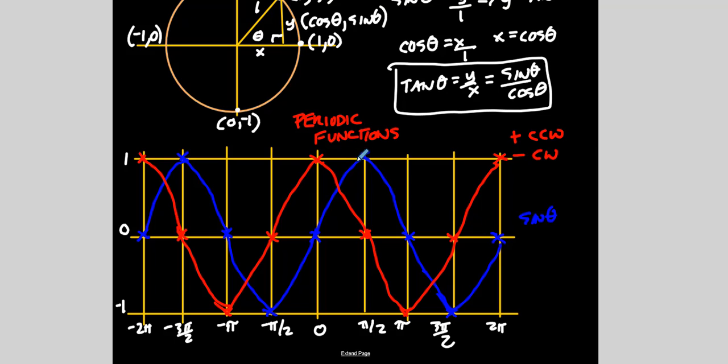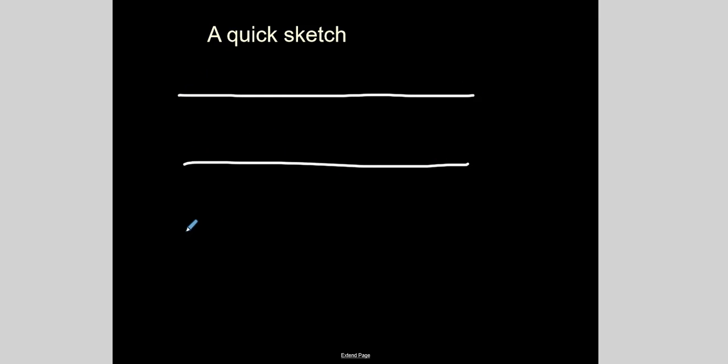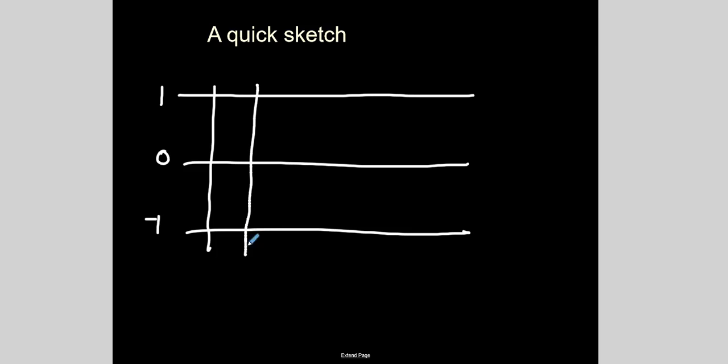So notice that sine and cosine are basically shifted 90 degrees apart, or pi over 2 radians apart. And that's how we're going to derive our formulas here. All right. So I believe it's absolutely useful to be able to draw a quick sketch of what I just did. So here's an example of what I mean by a quick sketch. So I go like this. This is 1, 0, negative 1. Put in some quick vertical lines.